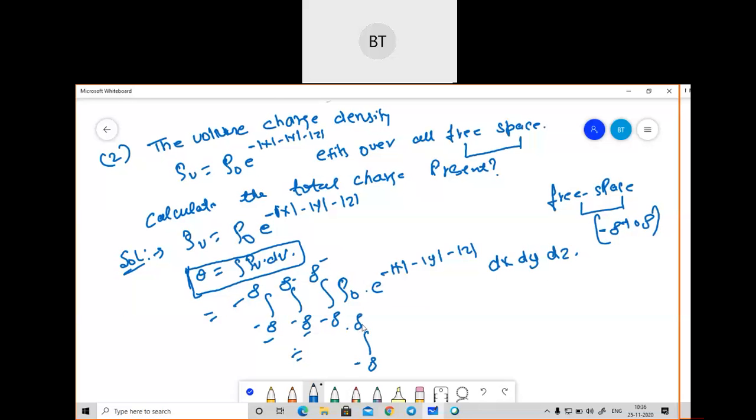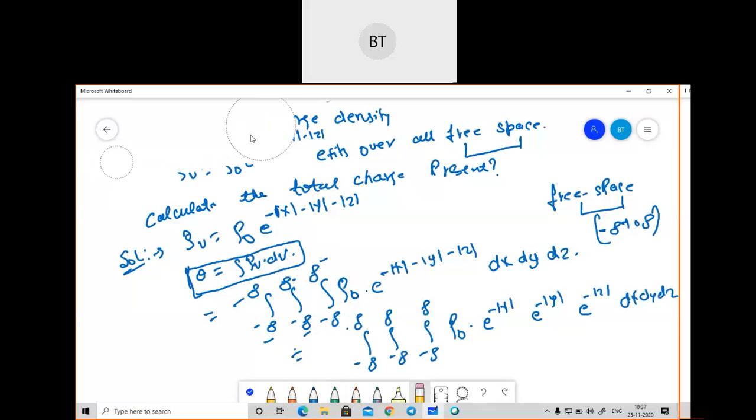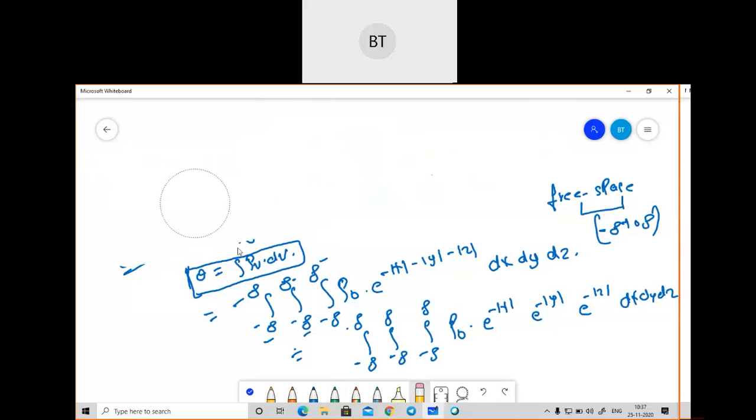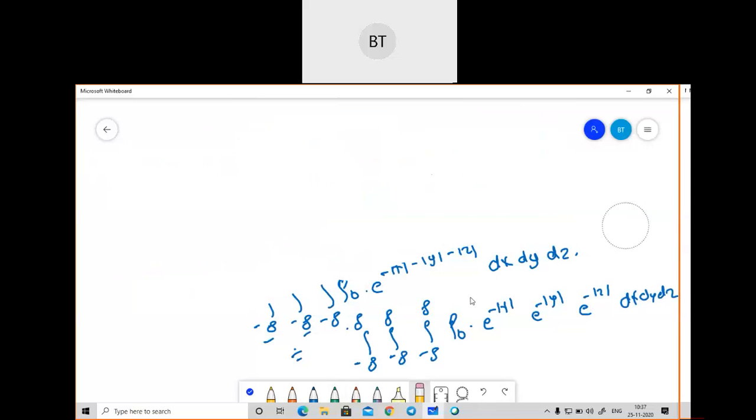So I'll write here minus infinity to infinity, and the other will also be minus infinity to infinity. The third will also be minus infinity to infinity, and I'll write here rho naught into e to the power of mod x, e to the power of mod y, e to the power of mod z, dx dy dz. Now we have to open the bracket, so that we can do it in a very simple way.